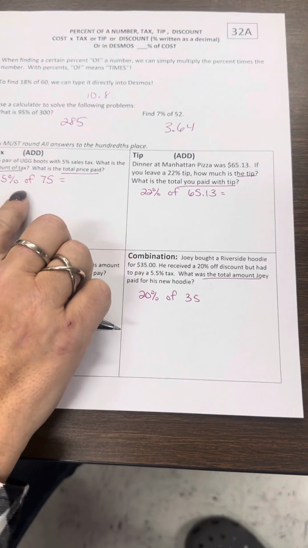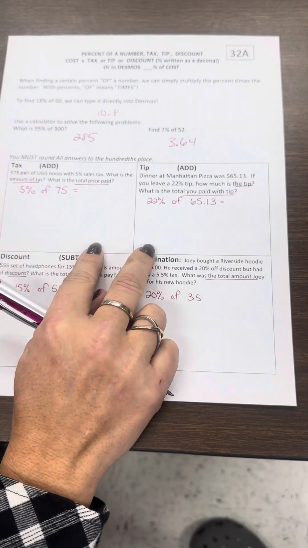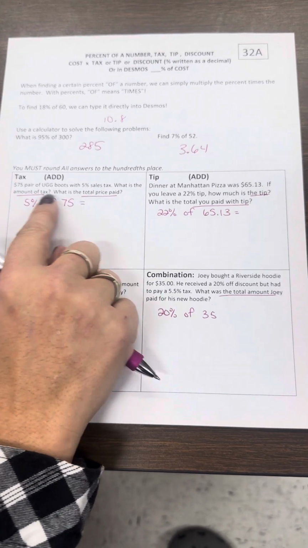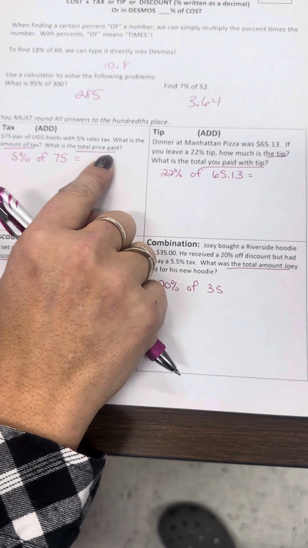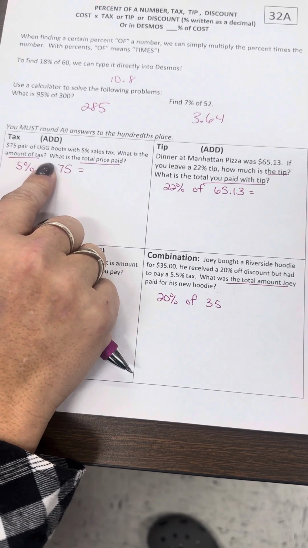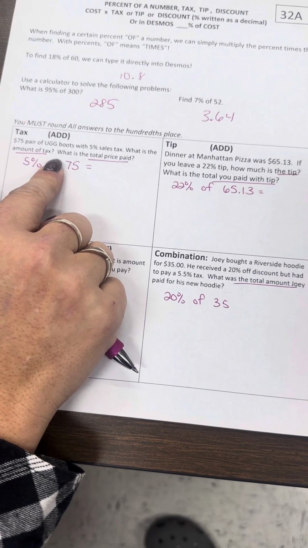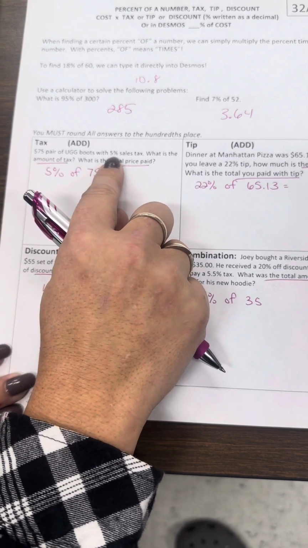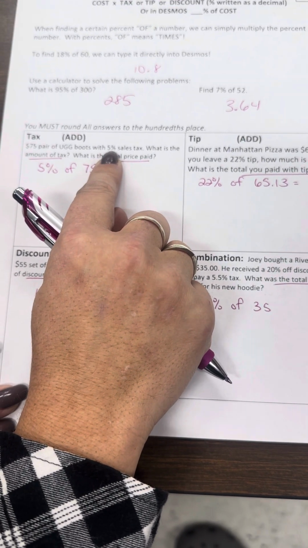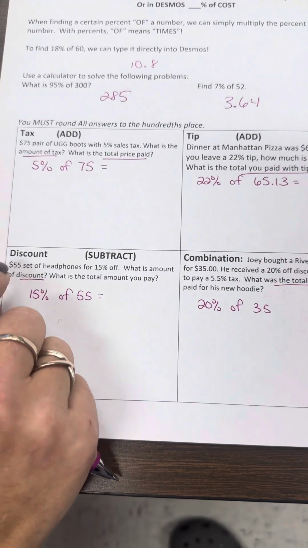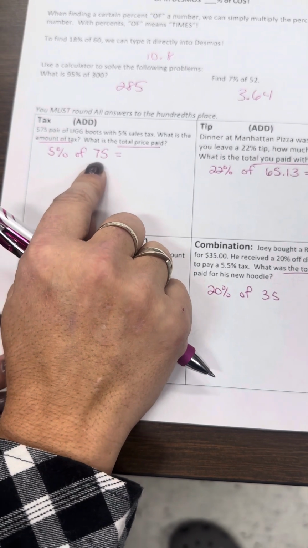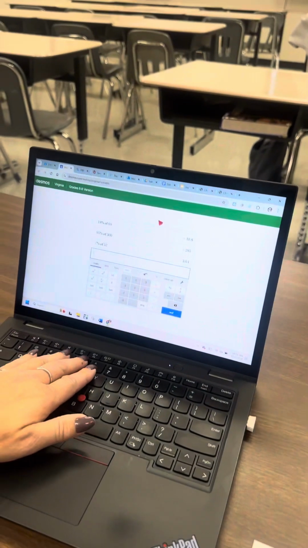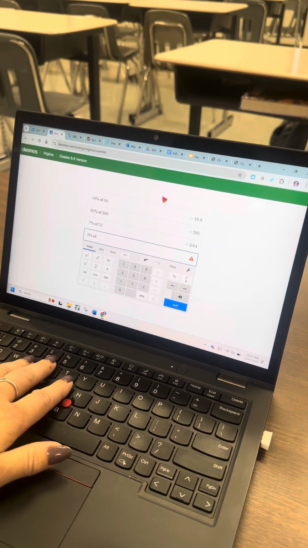Moving on, using the same idea, we're going to apply that idea to find tax, tip, and discount. First one says, a $75 pair of UGG boots with 5% sales tax. What is the amount of tax and what is the total price paid? When you're buying anything, you need to pay not only for the item, but you're also paying for the sales tax. So in this case, you're paying $75 for the boots, but then you also have to pay a 5% sales tax. That sales tax is based on the price of the item you're buying. So the first question you have to answer is, what is 5% of 75 to figure out how much you're paying for sales tax? So when I put that into Desmos, I put in 5% of 75.